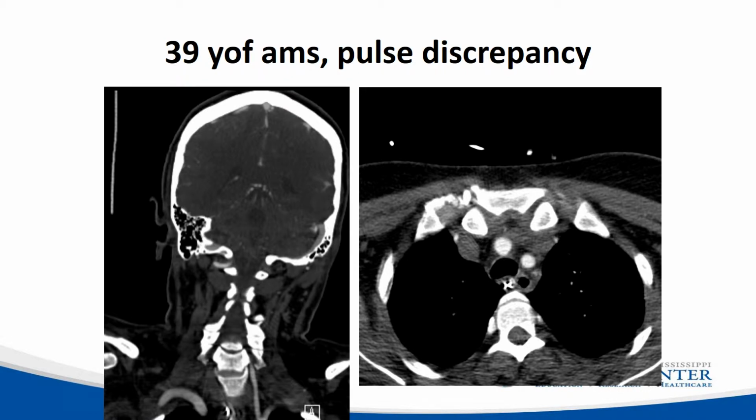This is a 39-year-old female with altered mental status and pulse discrepancy. On the CTA, we can see enhancement of the V3 segment of the right vertebral artery and the V1 segment of the left vertebral artery. However, if we look on the axial image, there appears to be poor opacification of the left subclavian artery.